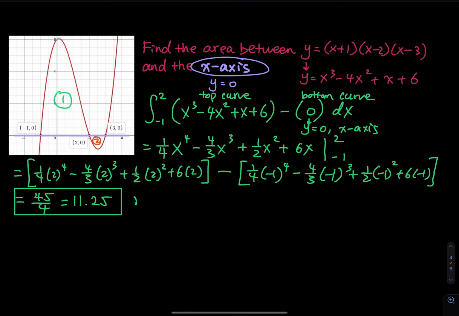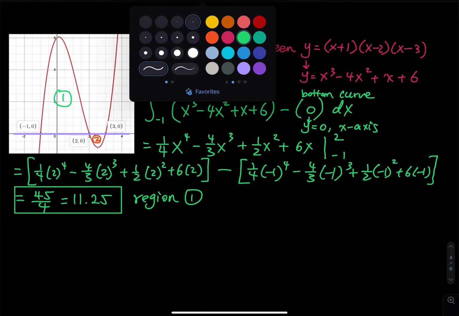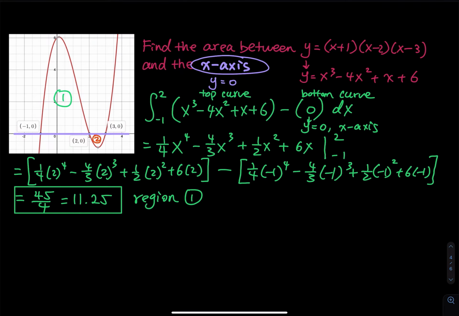Erase that, so this is region 1. And then how about region number 2? So region number 2, this time, the top curve is the x-axis, and then the bottom curve is the third-degree polynomial. So for number 2, I am going to follow the color code. So this is from 2 to 3. So look, this plays a very important role.